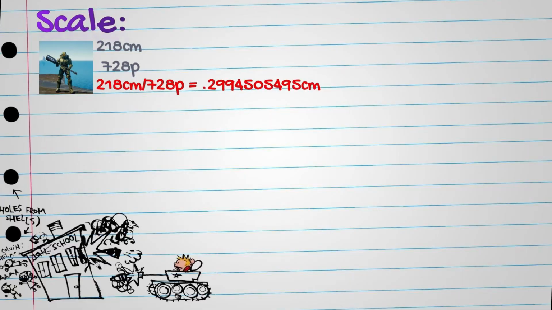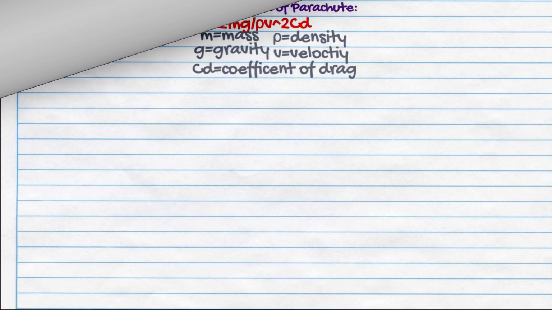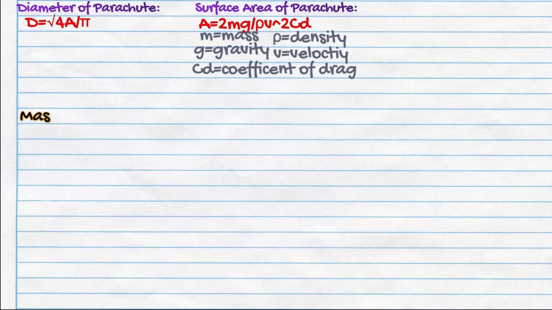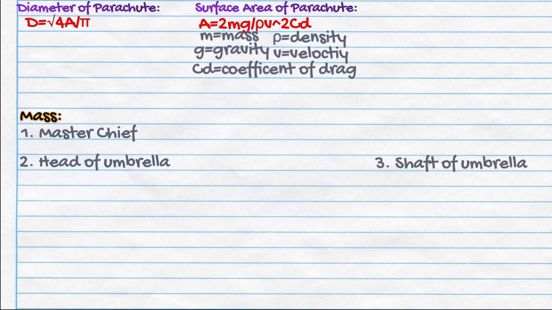Keep in mind that is from the camera distance we're working with, so everything should be roughly the same distance. Now that we have our scale, we can move on to solving for mass. Mass, in this case, is going to be a factor of 3 pieces. Firstly, Master Chief, or our payload. Secondly, the parachute itself, or in this case, the head of the umbrella. And the third part is the shaft of the umbrella, or what Master Chief holds on to.